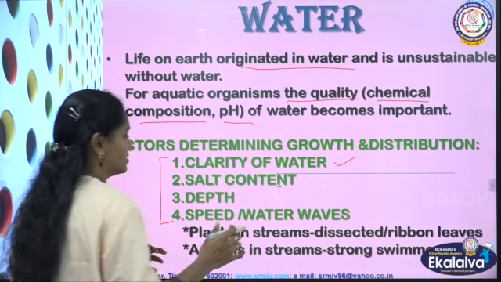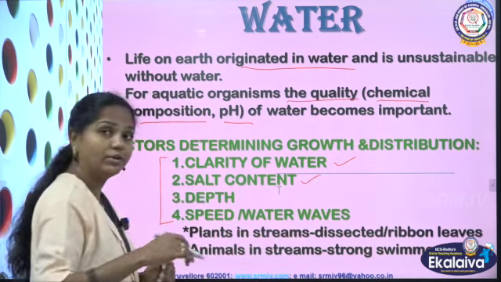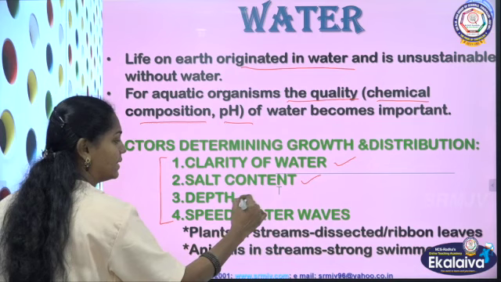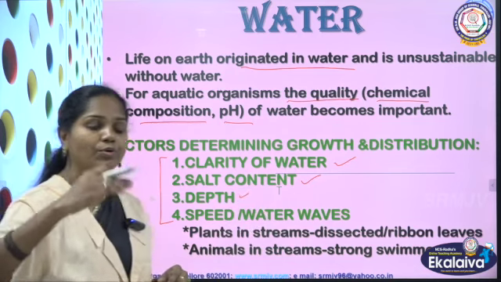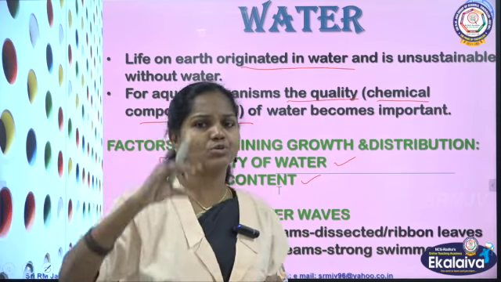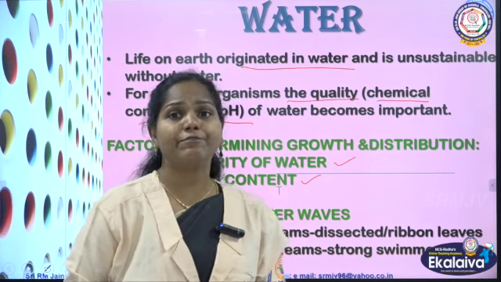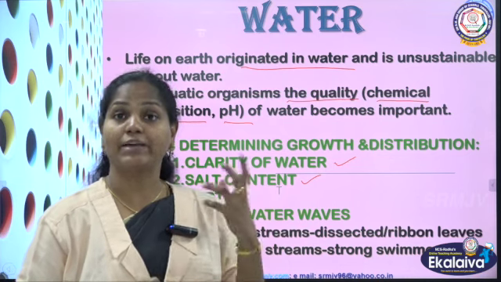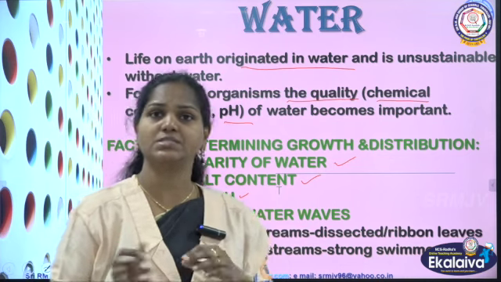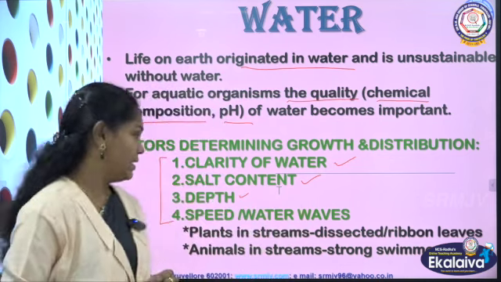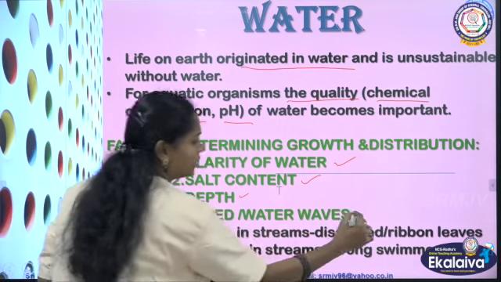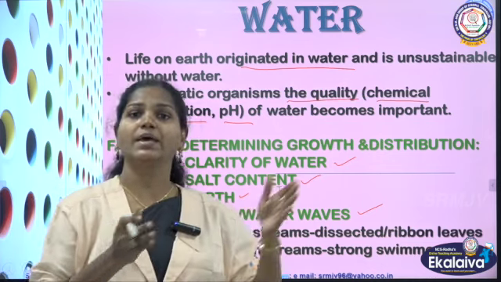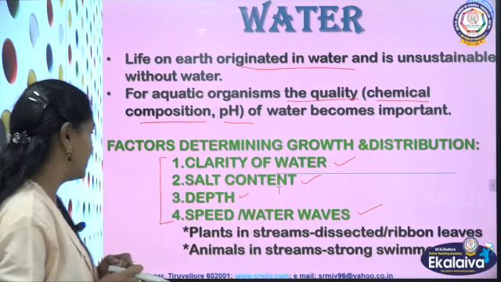In a water ecosystem, then the salt content of the water. Here also you will get one question, I will tell you later. And the depth, because as you go deep into the water, different zones exist and they get different ranges of sunlight. According to that, the diversity of organisms, both plants and animals, also changes. Then the speed of the water waves. If it is running water, the speed is also accountable here.